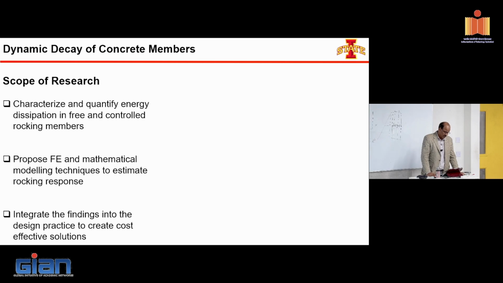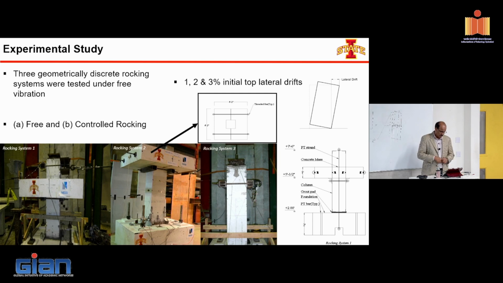What we did was come up with a scope of research where we wanted to quantify the energy dissipation in free and controlled rocking. If it rocked freely versus controlled rocking, the moment you introduce control, it alters the response itself. So the amount of energy dissipation associated with that will be different. And then we create some models and integrate them into the analysis tools. The student who works on it is Dimitrios. Dimitrios took a class with Professor Amaran when he was at Iowa State University.